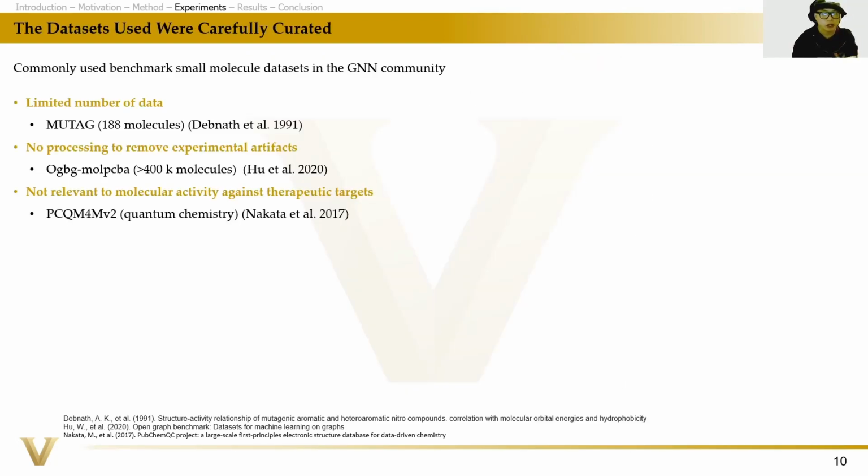So here, we're going to show how we evaluate our method. First, let's look at the data set. There are several commonly used benchmarking data sets in the GNN community. However, they are not very suitable for evaluating our work. For example, some data sets only have a limited number of data. Secondly, some data sets do not have processing to remove experimental artifacts, so they may contain a very high false positive rate. And finally, the dataset may not be relevant to molecular activity.